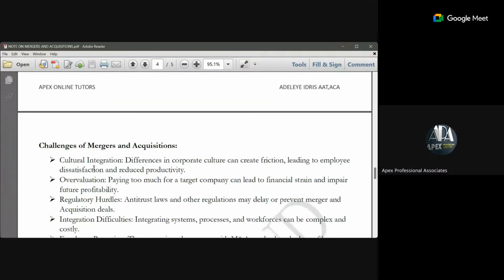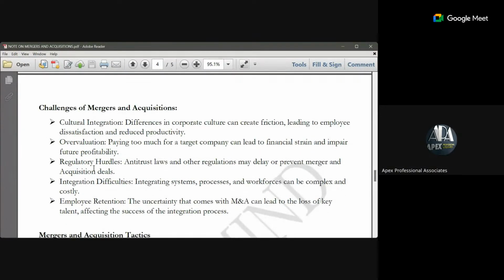So having mentioned the reasons for mergers and acquisition, we'll move to the challenges of mergers and acquisition. What are the challenges that companies might face as a result of mergers and acquisition?